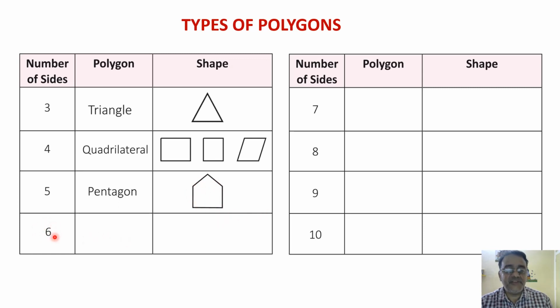And the number of sides 6: hexagon. Hexa means 6. See this rough figure. 1, 2, 3, 4, 5, 6 sides are there. So this is a hexagon.